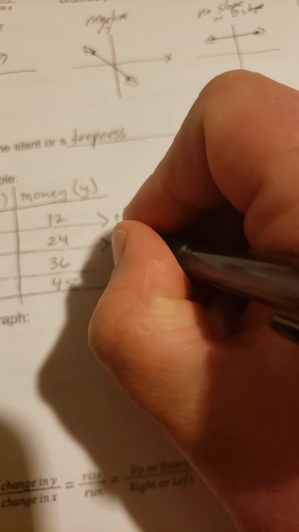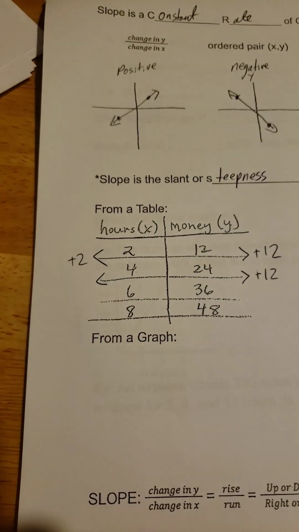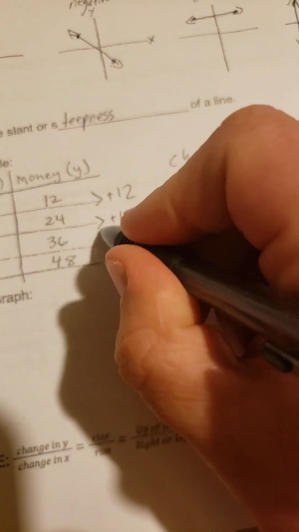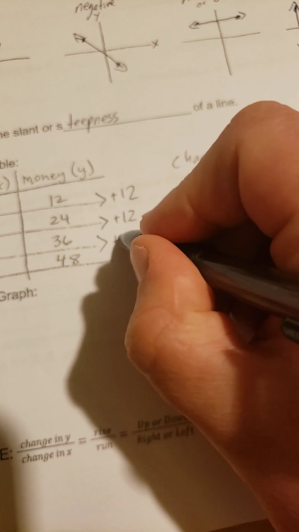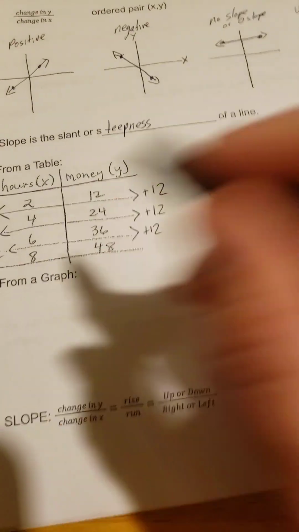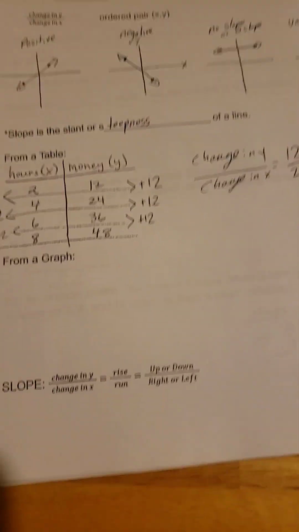So if we go here, from 24 to 36, we went up 12. From 4 to 6, we went up 2. 12 divided by 2 is 6. Cool. From 36 to 48, that is 12. From 6 to 8, that is 2. 12 divided by 2 is 6.